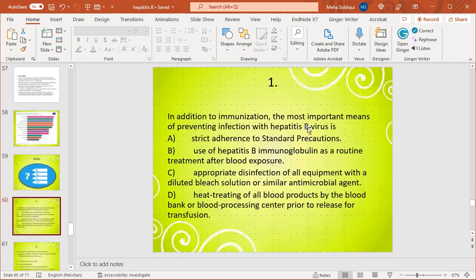MCQs. MCQ number 1. In addition to immunization, the most important means of preventing infection with hepatitis B virus is: A. strict adherence to standard precautions; B. use of hepatitis B immunoglobulins as a routine treatment after blood exposure; C. appropriate disinfection of all equipment with diluted bleach solution or similar antimicrobial agent; D. heat treating of all the blood products by the blood bank or blood processing center prior to release for transfusion. Yes, A is the right option.